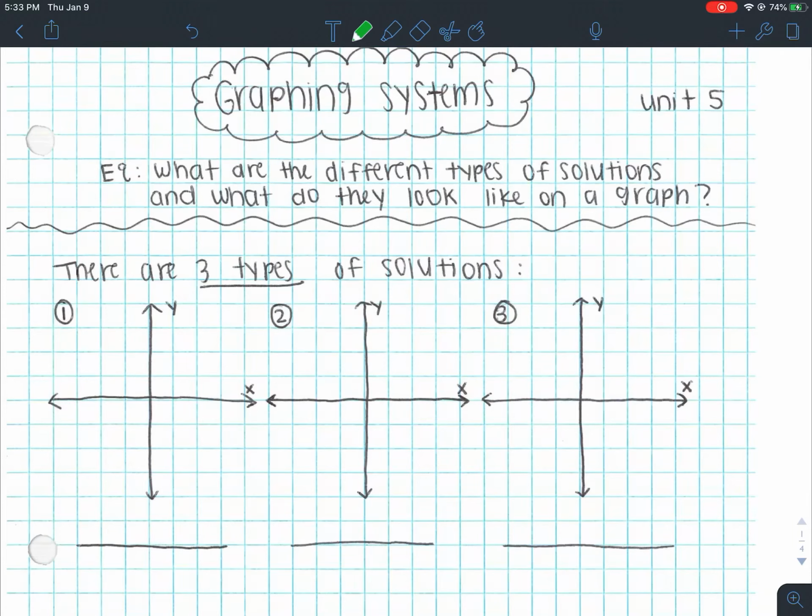Hey guys, welcome to the video for graphing systems of equations. We are in Unit 5. Our essential question is, what are the different types of solutions and what do they look like on a graph?